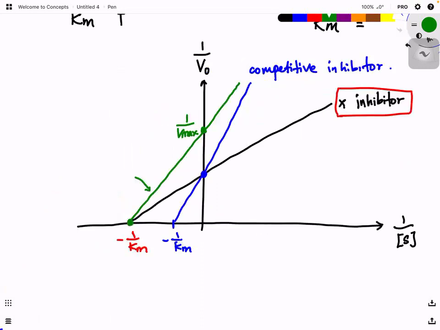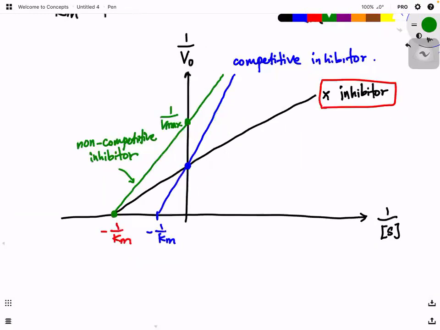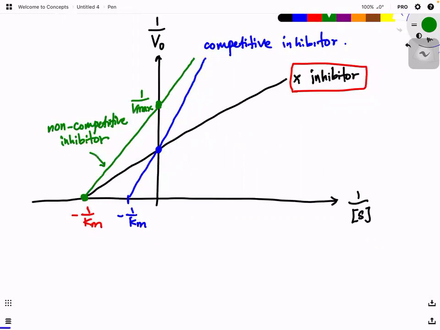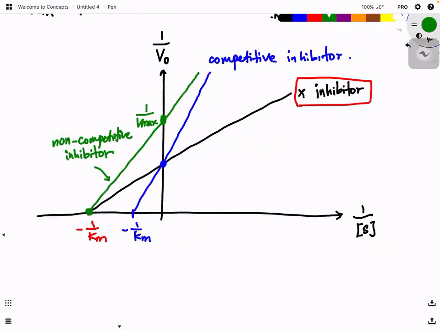So this line is for the non-competitive inhibitor. The lines may or may not be parallel, it doesn't matter, but you can see that 1 over Vmax will be higher for the non-competitive inhibitor, and negative 1 over Km will be higher for the competitive inhibitor. So you can copy this down into your notes.